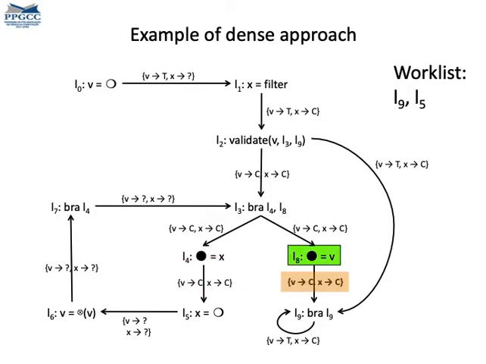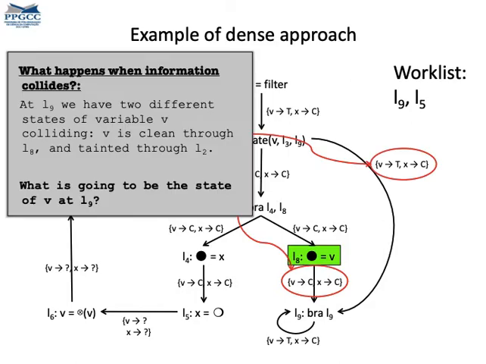When we interpret L8, we change another input of L9. We had already seen L9 before, but the change in the edge L8 to L9 forces us to add L9 back to the work list. Notice that now we have information colliding. We have data coming from two edges and reaching L9. In this case, what happens? Would you like to think about it?